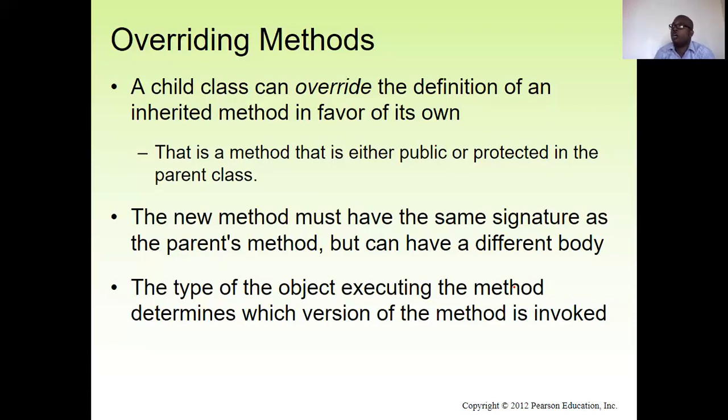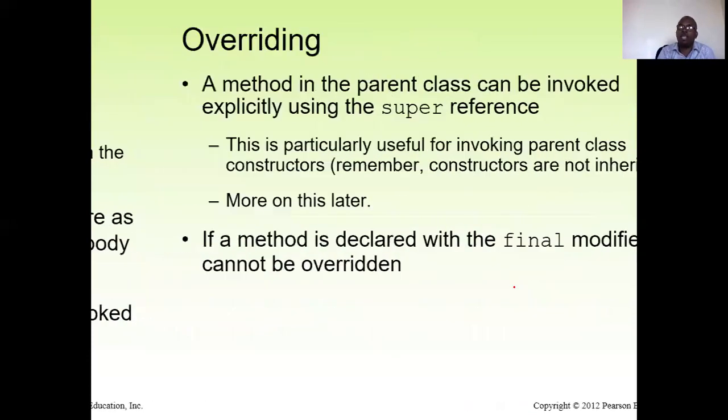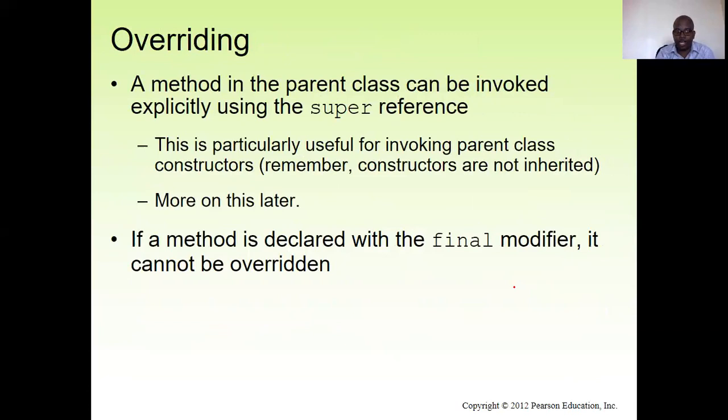I remember we talked about method signature some weeks ago. It has to do with the parameters and the order of the parameters that are included, and of course, the name has to be the same. The type of the object executing the method determines which version of the method is invoked. That's important for you to note in an example which we're going to do in a little while.